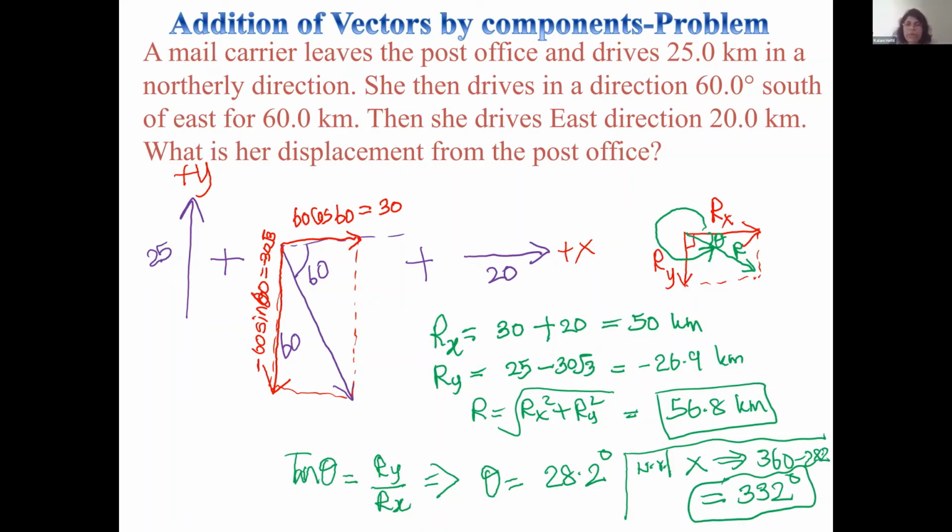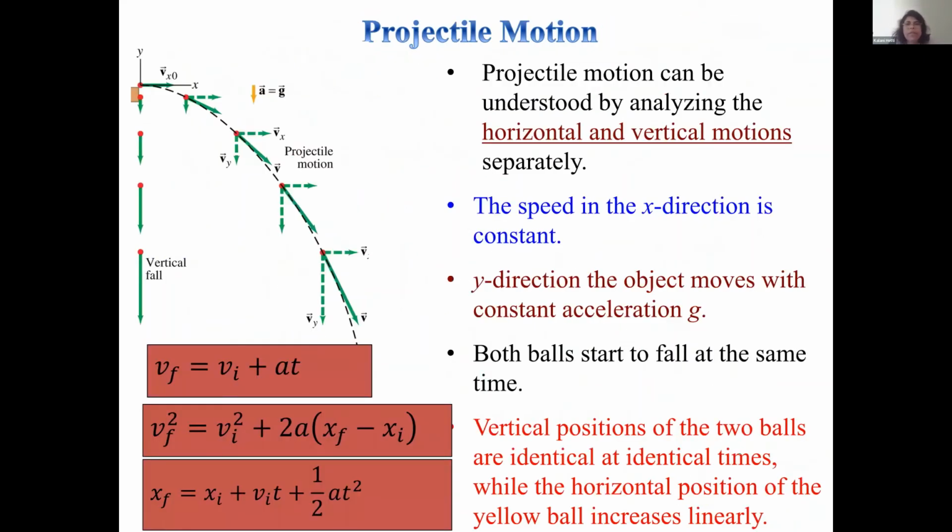So this is how you're going to find your resultant vector of adding many vectors. Okay, so now we're going to move into projectile motion, because projectile motion is the first part that we're going to learn by using these two-dimensional vectors. So now let's see the kinematics equation. Everybody is familiar with these kinematics equations already, and we did it for x direction and y direction separately so far. So now we're going to do them together, x direction and y direction.